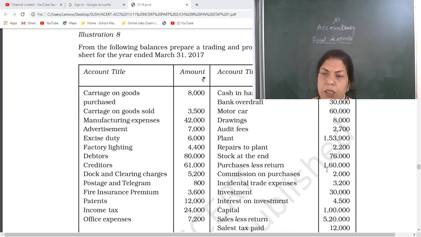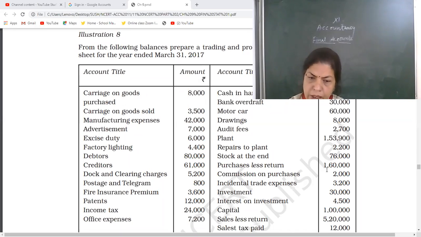Investment is an asset. Interest on investment. See, if you invest somewhere, you will get the interest as return, earnings. So these are to be transferred in the credit side of P&L.